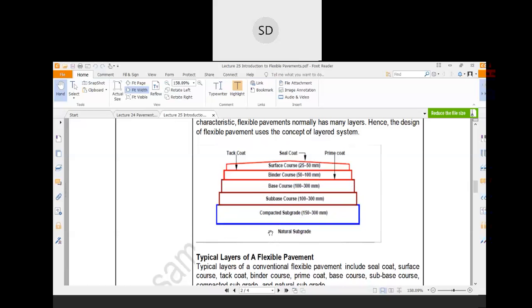After that there would be compacted subgrade. So basically after this portion would be the subgrade portion. Now if the natural subgrade of the area is weak, you need to provide a compacted portion of the subgrade, and that is called compacted subgrade. The thickness of the compacted subgrade, if you provide it, would be 150 to 300 mm. After that it would be natural subgrade, that is your natural soil layer. So these are the different portions of the pavement layers and their functions.